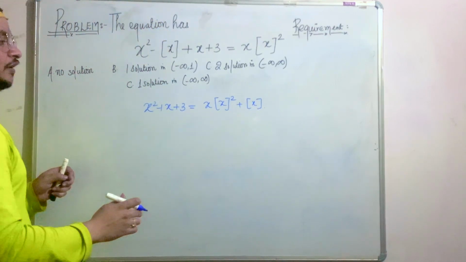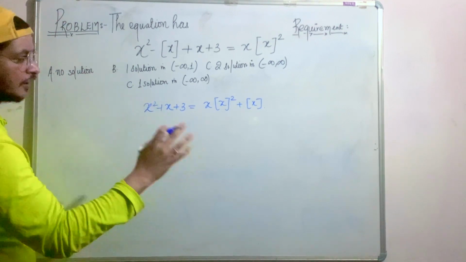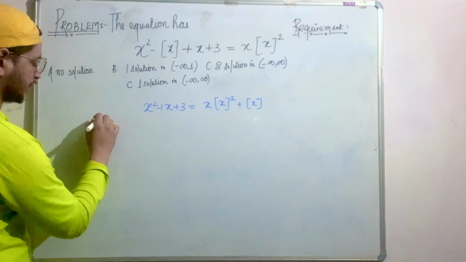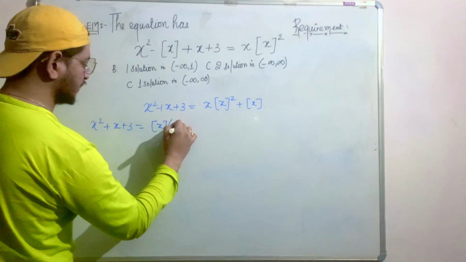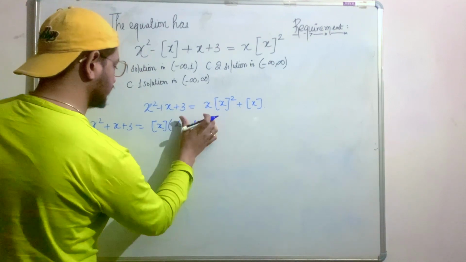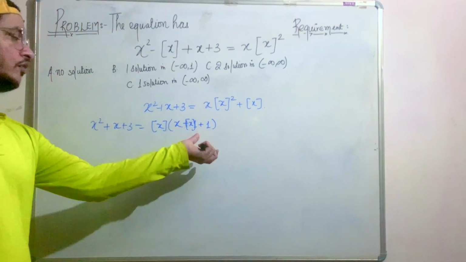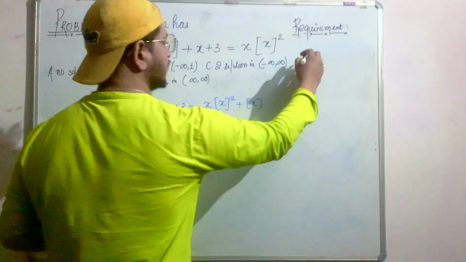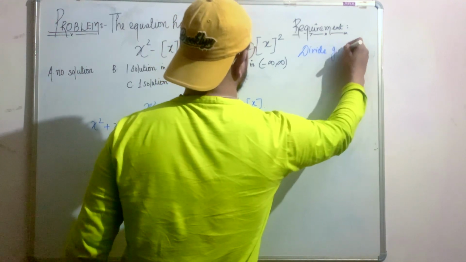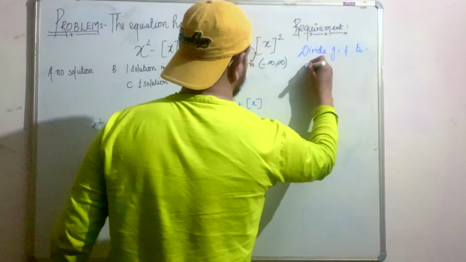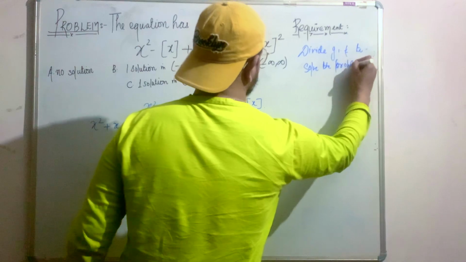Now, whenever we have such a question, as we have discussed, divide all the parts by the help of the greatest integer. So you will write it as x square plus x plus 3 equal to the greatest integer function of x, times x plus 1. Now let's divide the greatest integer function. The requirement that is given: divide the GIF to solve the problem. This will help you whenever you have such kind of question.